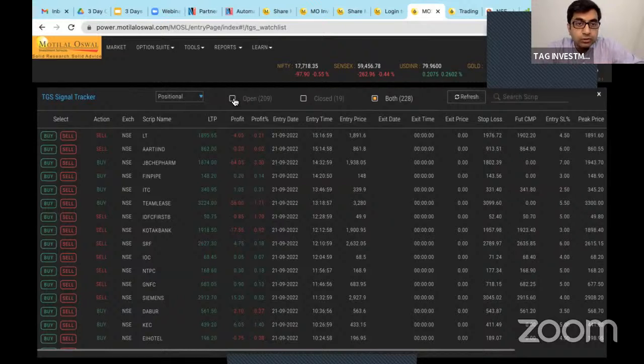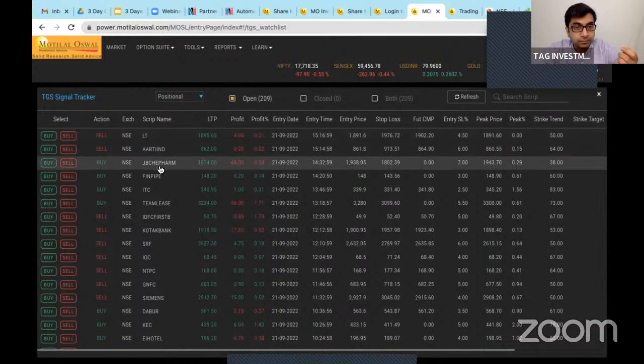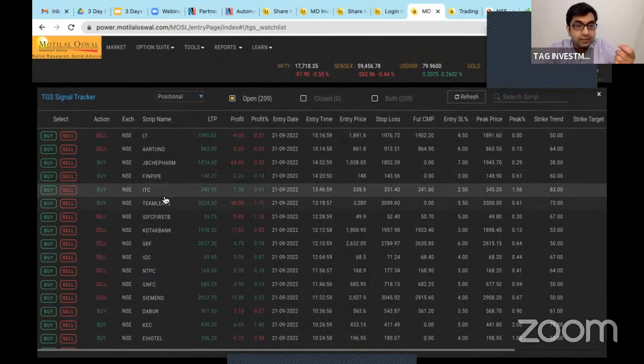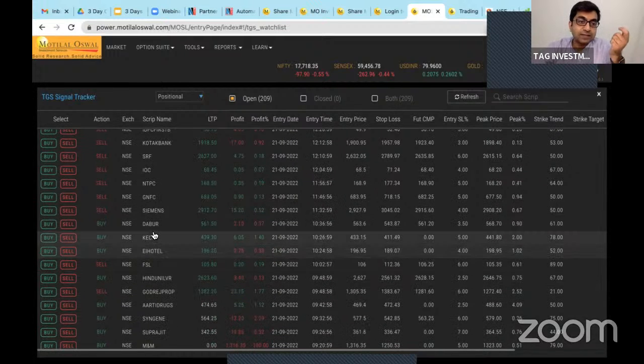These positional calls give you the profit margins till now. They also tell you the entry point, entry time, the exit points, the maximum stop loss you should work with, the maximum profit you can generate, the target prices, and whether it is a buy or a sell. So L&T is a sell, ITC is a buy, Titan is a buy, so on and so forth. EIH Hotels, KEC, Dabur is a buy.